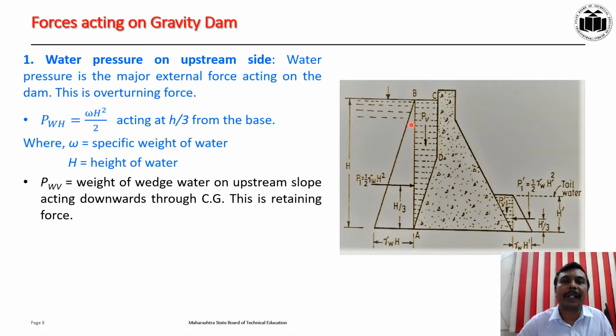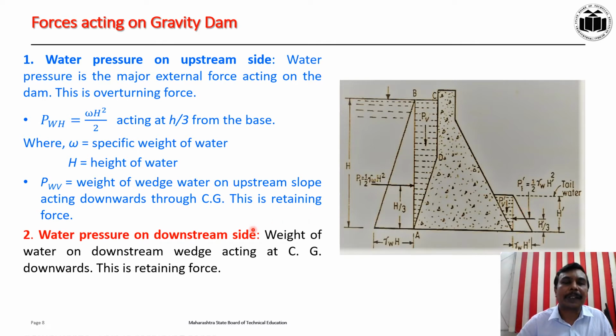So you are finding here the water pressure on the reservoir side. A lot of water will be stored and it exerts a big water pressure, and you are finding here the water pressure diagram. Another water pressure is formed due to the wedge which is formed due to the particular shape of the gravity dam. See here you are finding this wedge of the water and it exerts the pressure through the CG. This is PWV.